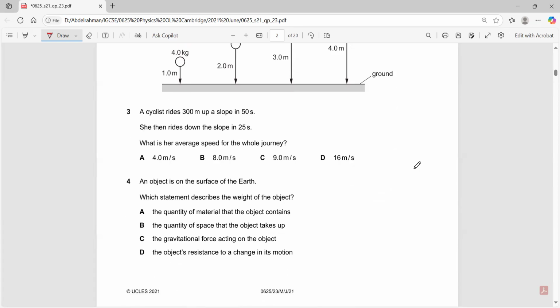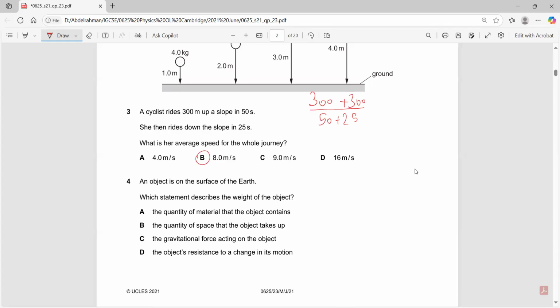A cyclist rides 300 meters up a slope. She rides down the slope in 25 seconds. What is her average speed? Can I find her average speed? Total distance over total time. Total distance would be 300 plus 300, and the total time would be 50 and 25, right? This is the total time. So 600 over 75 is 8 meters per second.